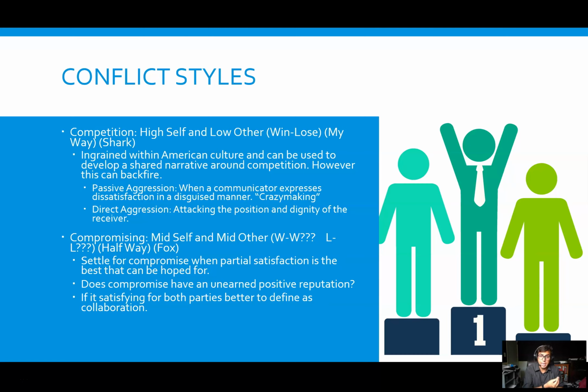Next, we have the compromising conflict style. This is where we find a middle ground, where I have a little bit of concern for myself, but also concern for the other person. We can settle for compromise when partial satisfaction is the best that can be hoped for. If I feel like I have full claim to this candy bar and you feel like you have full claim to this candy bar, then we can compromise by splitting the candy bar, and that is fine.